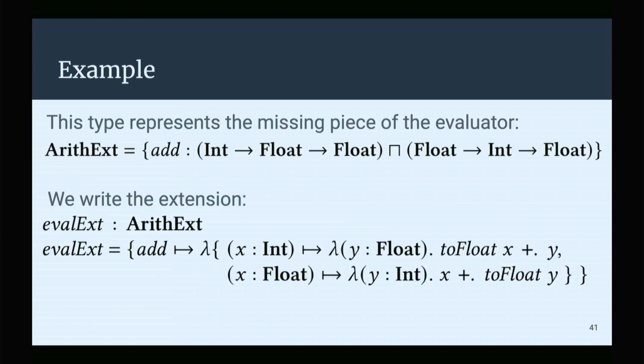And the work that we have left to do is represented by this arithmetic extension type. And it shows that we still have two cases of the addition function that we need to specify in our evaluator: how to add ints with floats and how to add floats with ints. We can write that extension and we just implement it by coercing integers to floats and then using floating point addition.